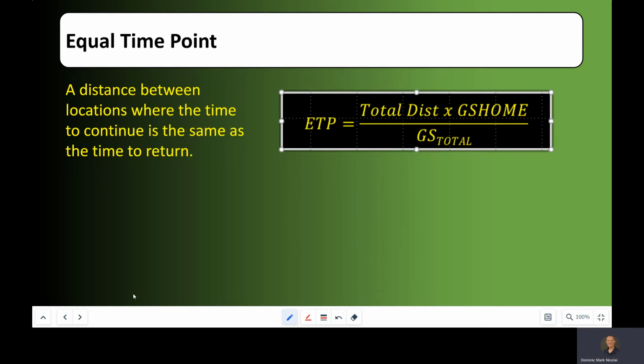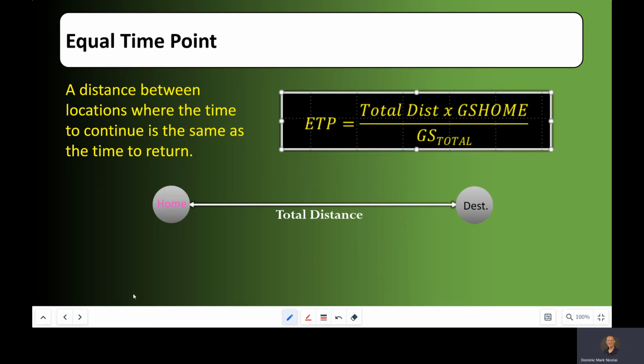Looking at equal time point, let me set up the formula first. We've got our home point. It could be your departure airport. It could be a fix on the lake shore. It doesn't matter what it is. We call that home, right? The other point is your destination.